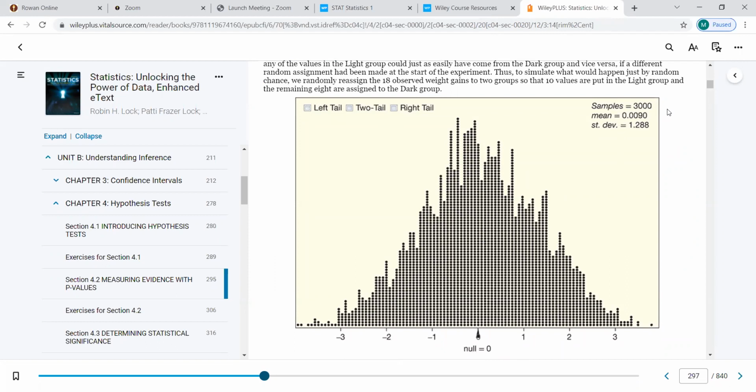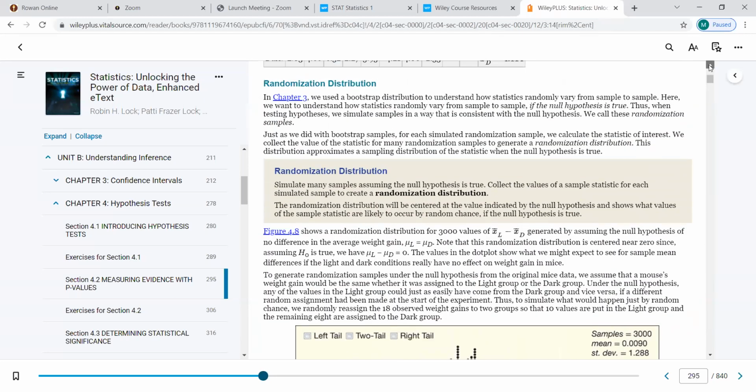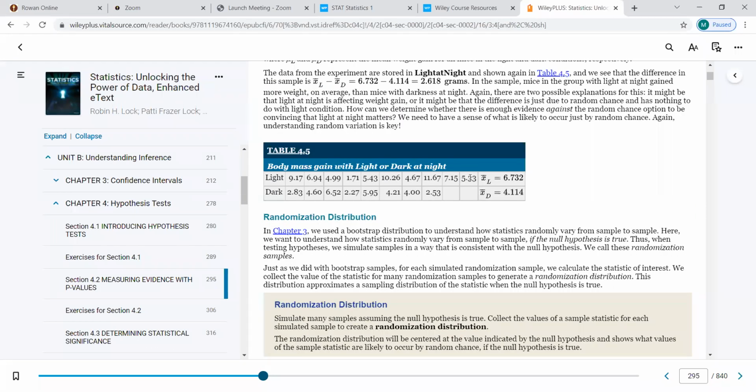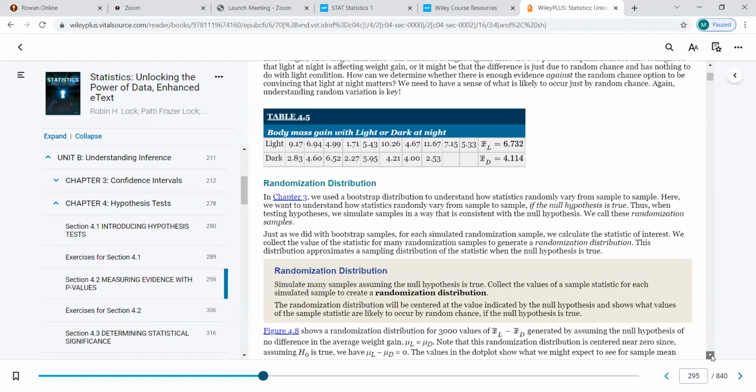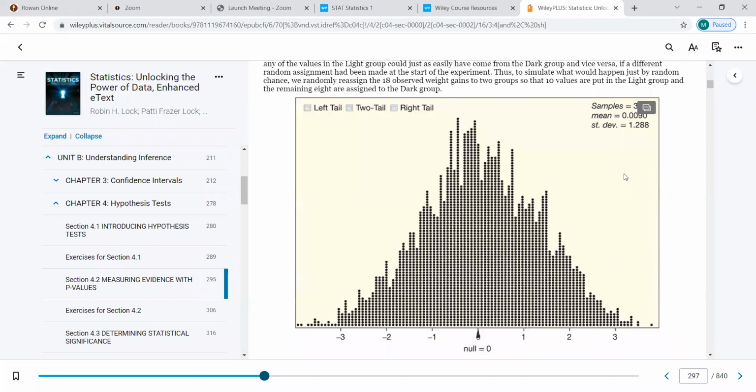Now, you don't have to know how they come up with these samples. You can go into StatKey, and they have little videos in there that explain it. You don't really need to know how they came up with the samples. Just know that they are hypothetical samples with the same sample size as the original sample. In other words, the original sample has 10 in the light group and 8 in the dark group, and that will also be true for any of these randomization samples. 10 in the light group, 8 in the dark group for each one of the 3,000 samples.